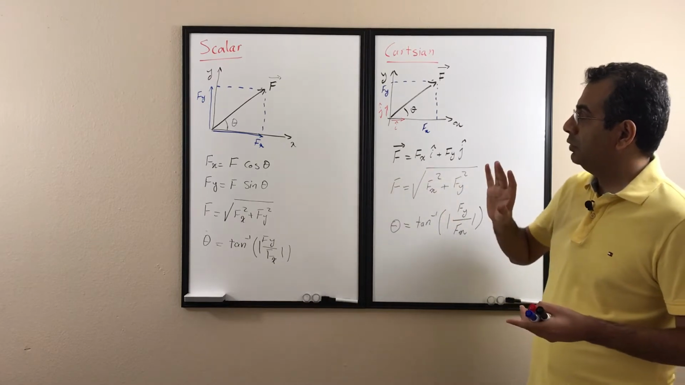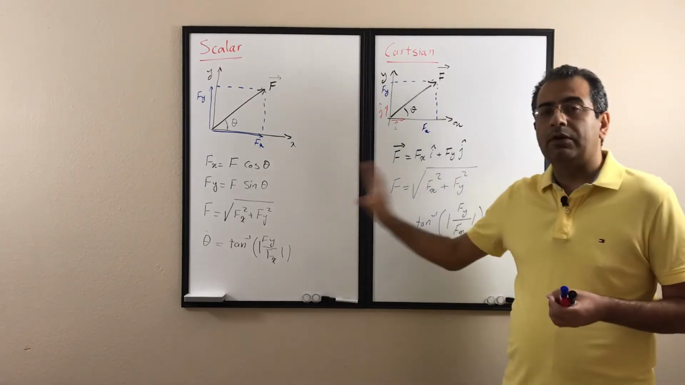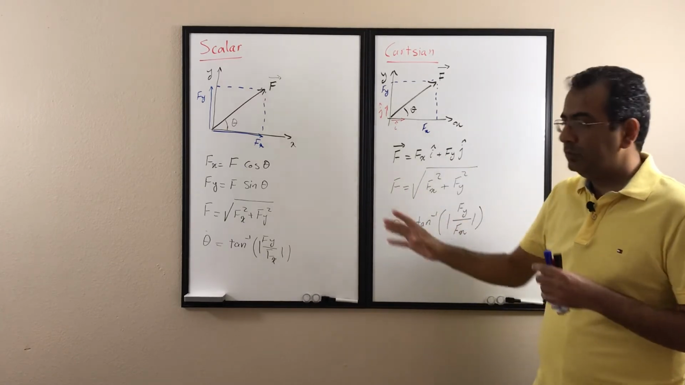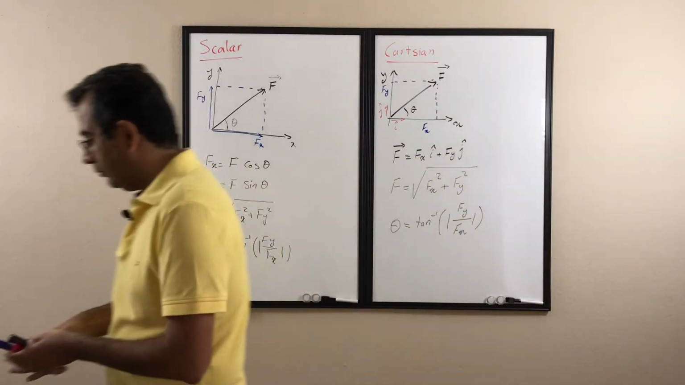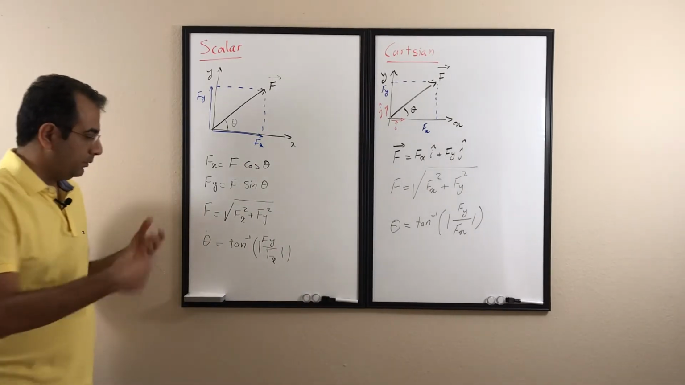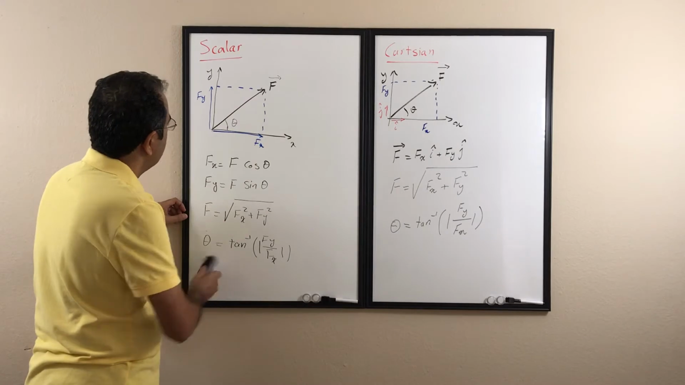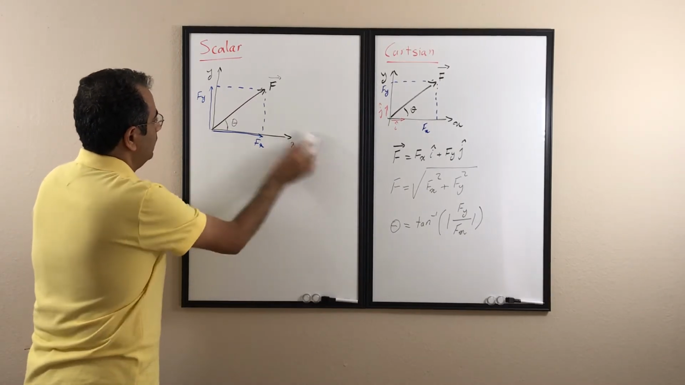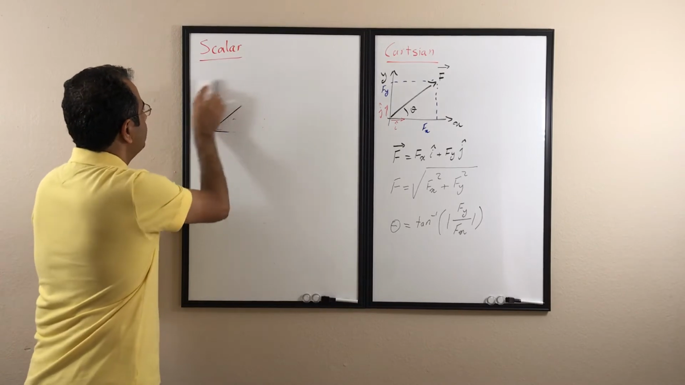Now I'm going to show you how we are going to find the resultant force in either of these two methods or notations. So assume we have two forces applied at one point and we want to calculate the resultant force, or in other words, if we add those forces together, what's going to be the result.